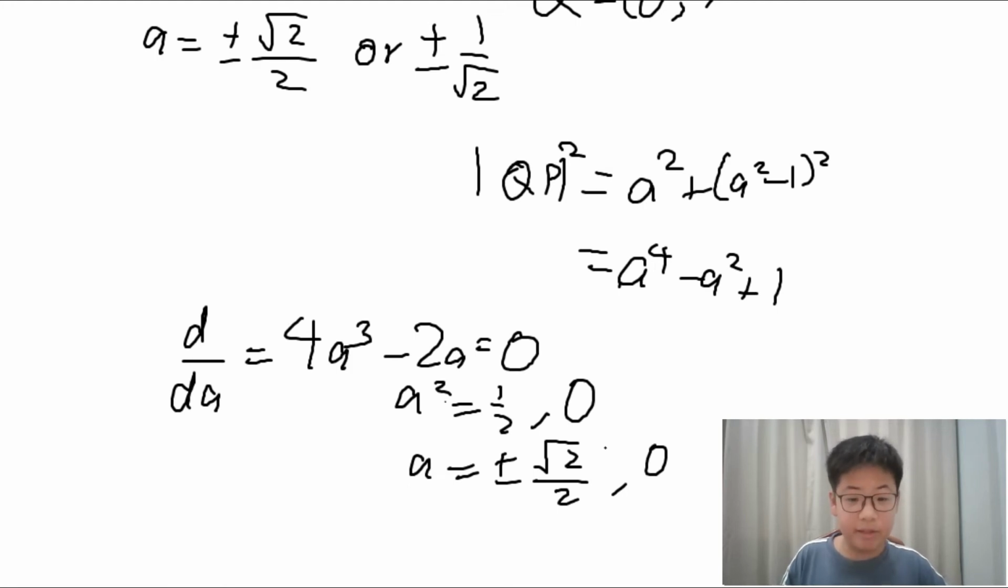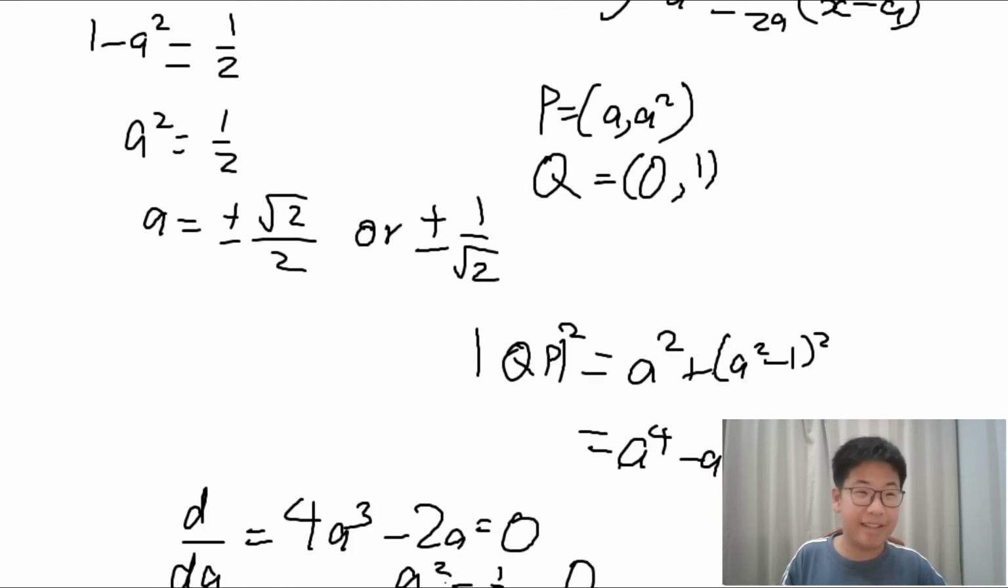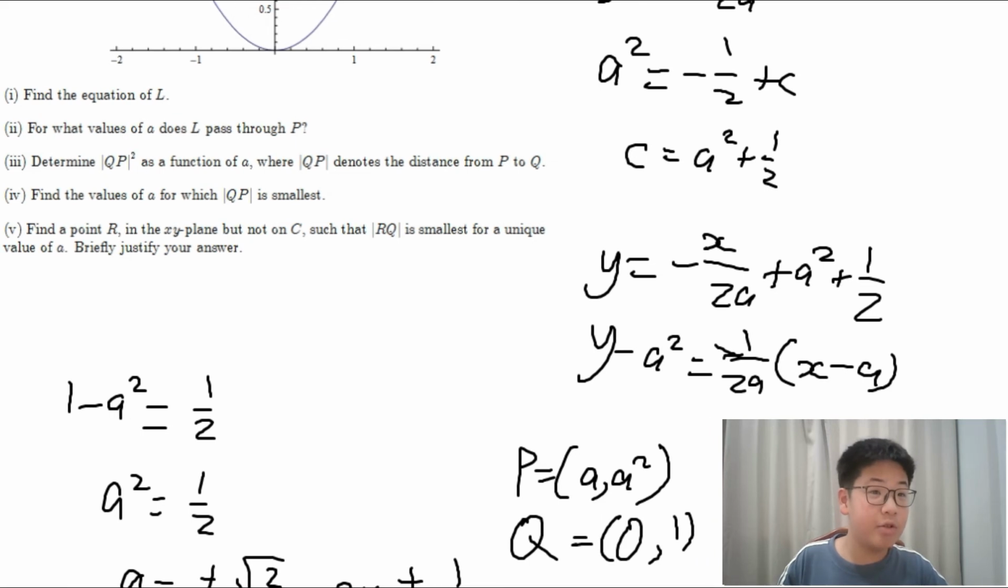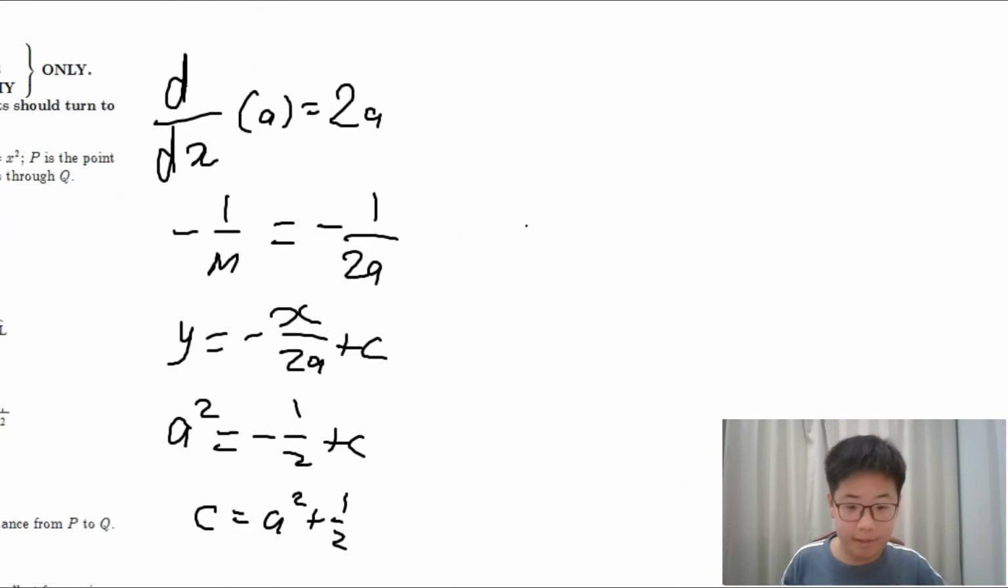Or by completing the square, you could complete the square, but that's an exercise for the person watching. Find a point R in the xy plane but not on C, such that RQ is smallest for a unique value of a. So we need to find a point R such that RQ is smallest for a unique value of a. There are many points where this is the case, but we're only asked to find one.